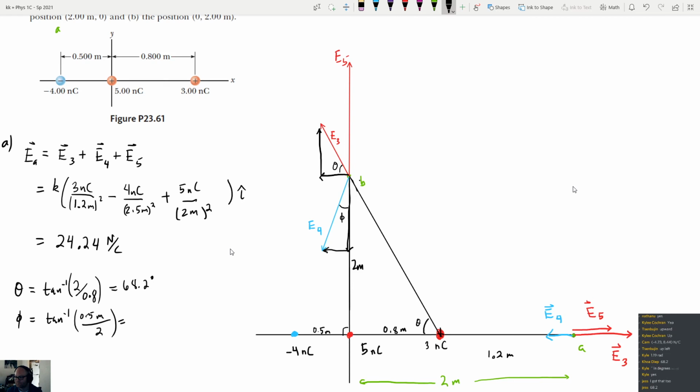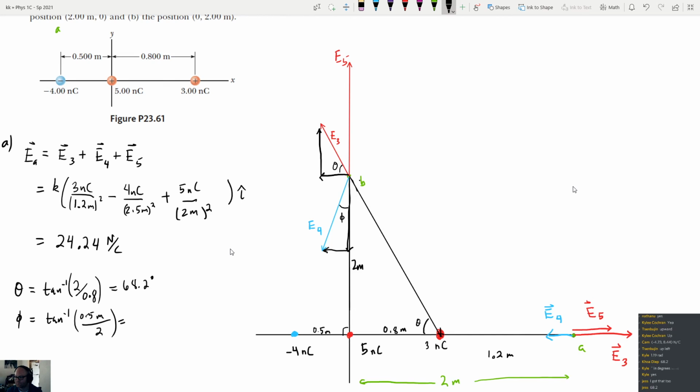You guys are saying the second angle is 14 degrees. Is that right? People agree? Okay. Yeah. Okay. That's the E3 cosine theta, all of that together there.